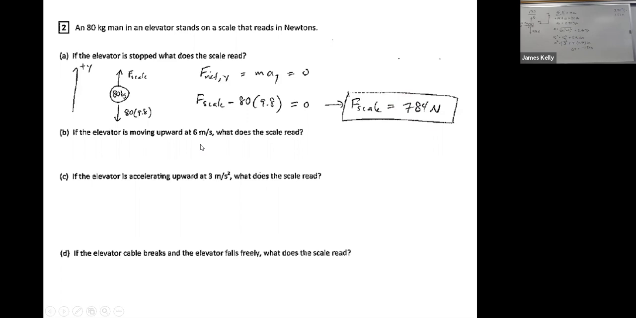If the elevator is moving up at 6 meters per second instead of being at rest, what changes in this argument? Without me clicking forward, because you've watched the videos where we talked about this. I was at rest in the elevator. Now the elevator has sped up to a constant speed of 6 meters per second upward. What in this calculation or in the picture is going to change?